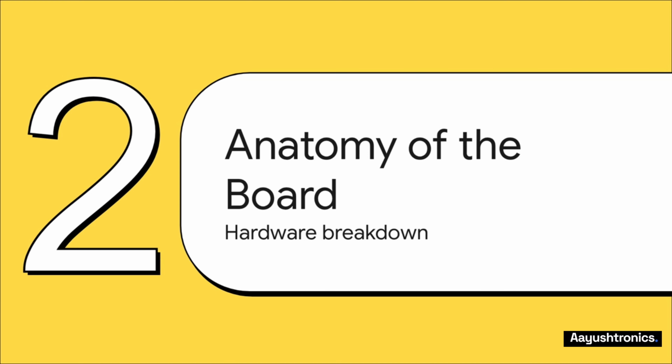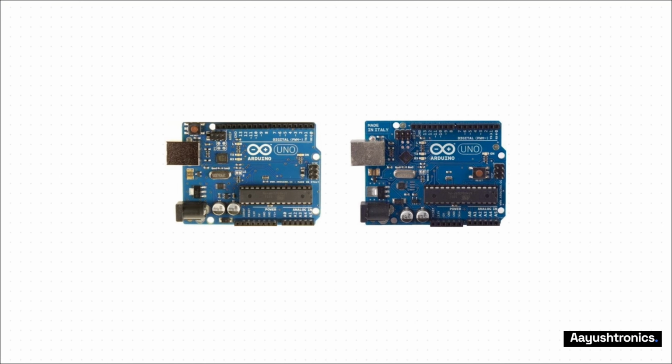Anatomy of the board. Let's move from the history to the physical hardware and see what actually makes up this iconic blue board. When you look at the board, notice how the entire layout is essentially a complete support system for one specific component. That large 28-pin rectangular chip right there, that's the ATmega328P. That is the actual brain of the operation. Everything else on this board is just there to help that brain function.